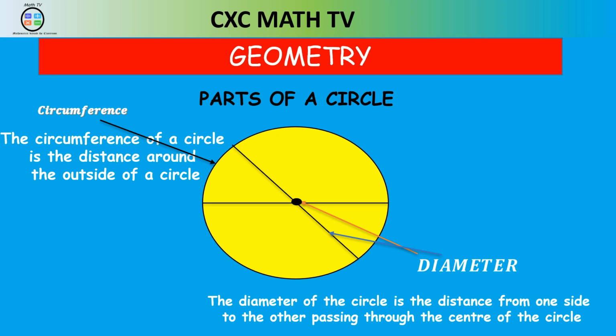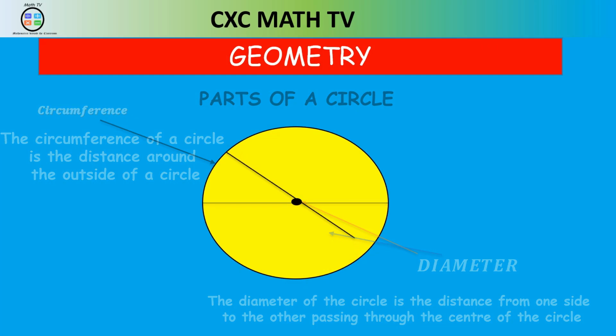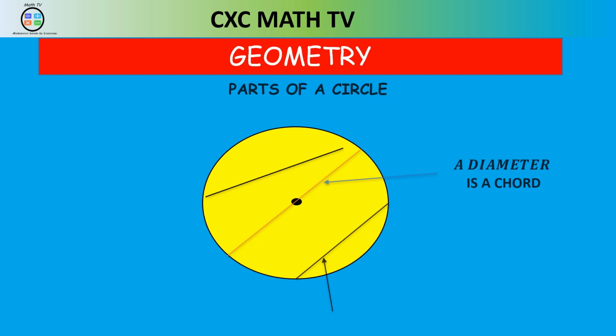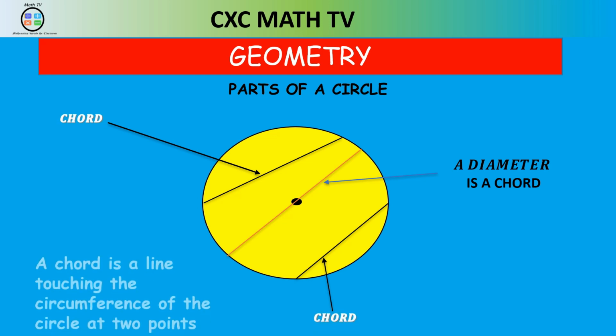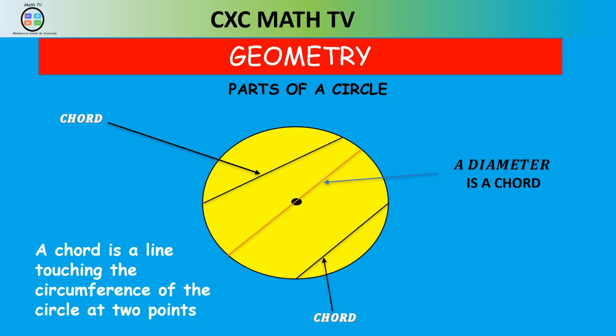The next part of the circle is a chord. Now a chord is just any line that passes through 2 points on the circle. Alright, and so a chord is just a line touching the circumference of the circle at any 2 points. So therefore the diameter, it is a chord. It's just a special type of chord because it passes through the center of the circle.